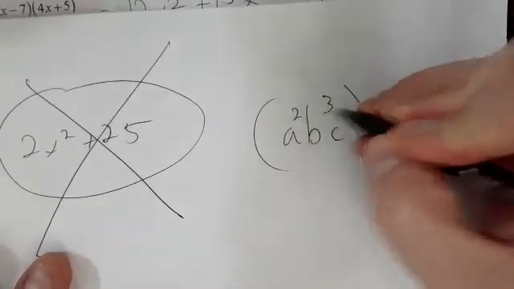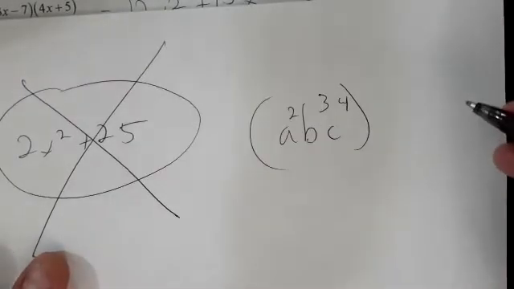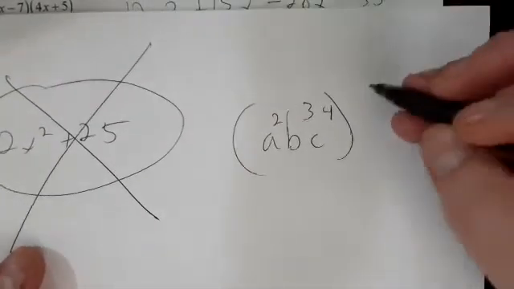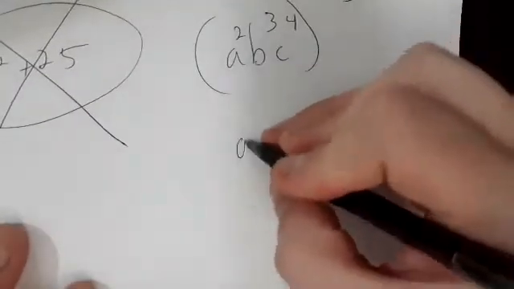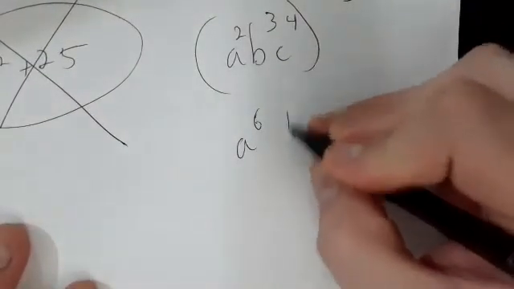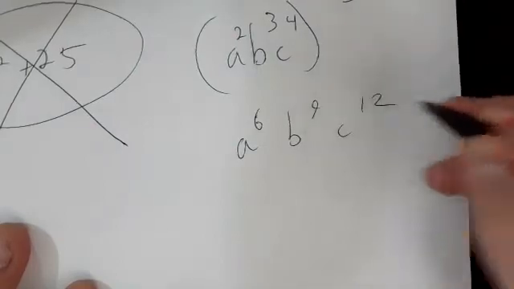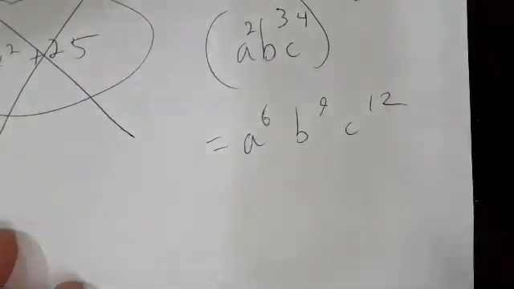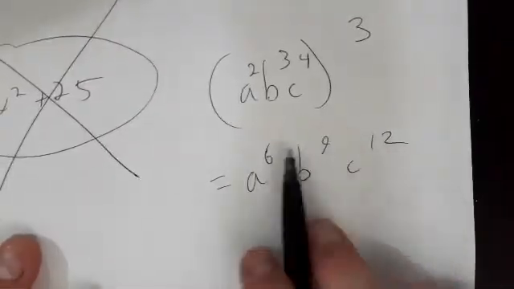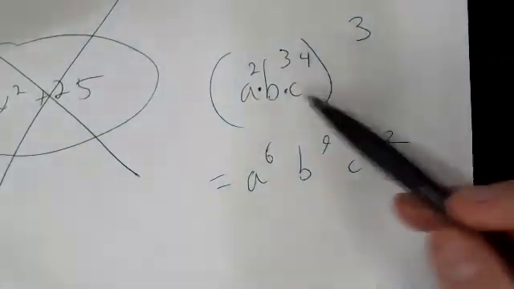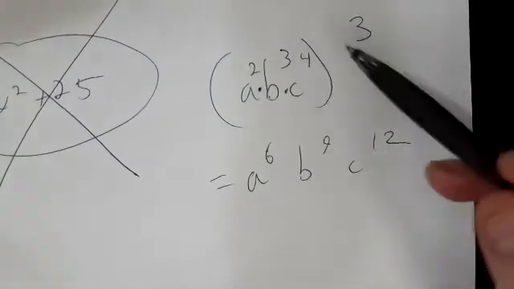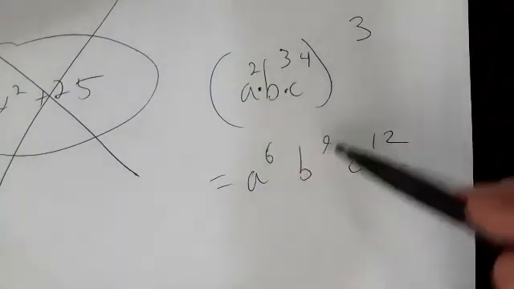Let's throw some numbers up here just so they're all different. A squared, b to the third, c to the fourth. If I went and did 3, I can absolutely distribute this thing, a to the 6th, b to the 9th, c to the 12th, right? That is fine. And that is fine because if we look at the operations in here, everything is being multiplied. This is one single term that we can distribute our exponent into, right?